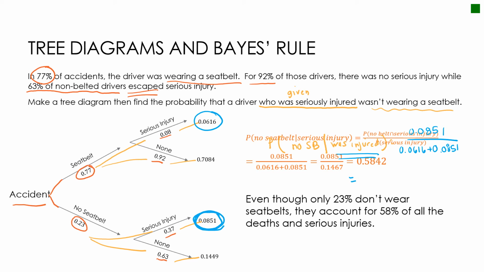So that's going to give me 0.0851 over 0.1467, and that gives me 0.5842. And again, that's my decimal answer, which is the correct decimal answer. But I'm going to go ahead and write a sentence that explains it.